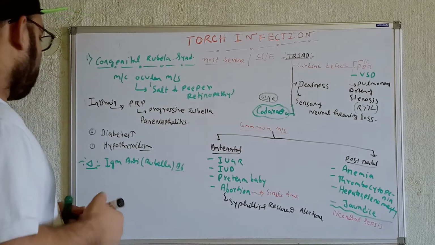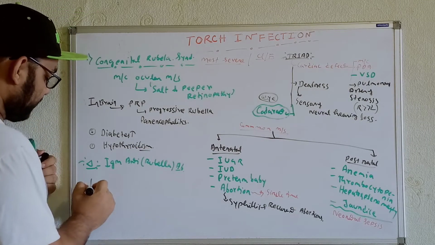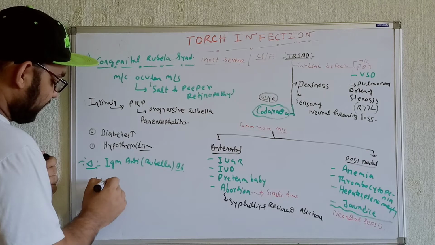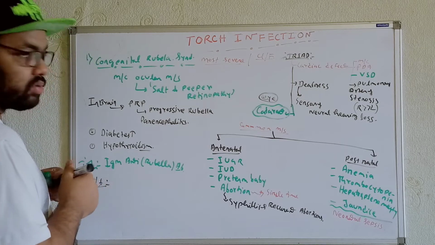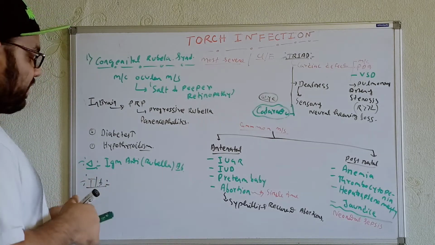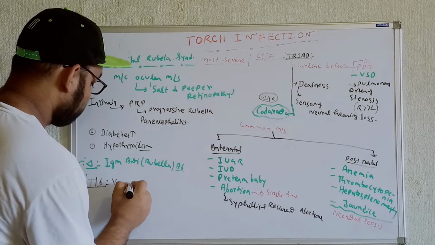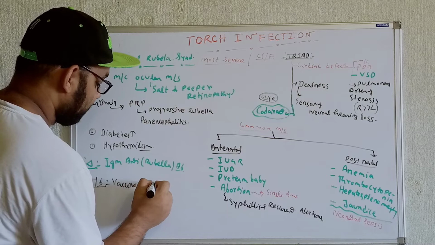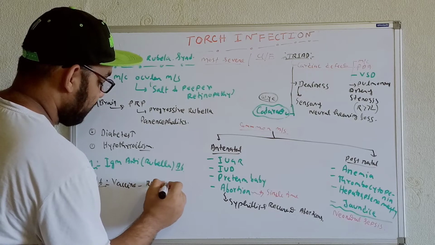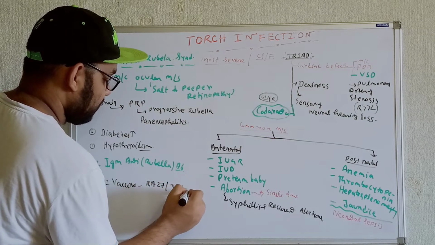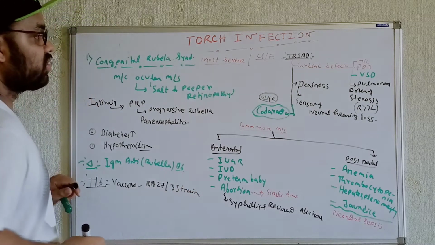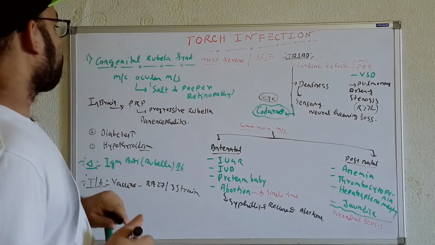Okay. Now what about the treatment? In terms of treatment, there are no drugs available to treat this kind of disease. Here you can use vaccinations. What kind of vaccine can we use over here? That is the RA 27/3 strain vaccine. So this was all about congenital rubella syndrome.